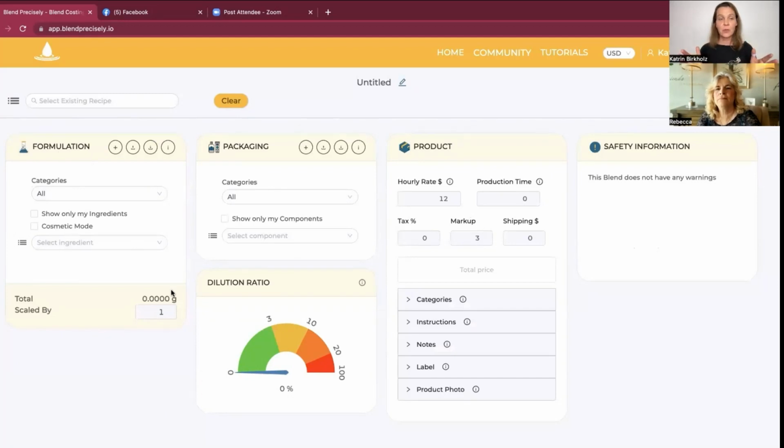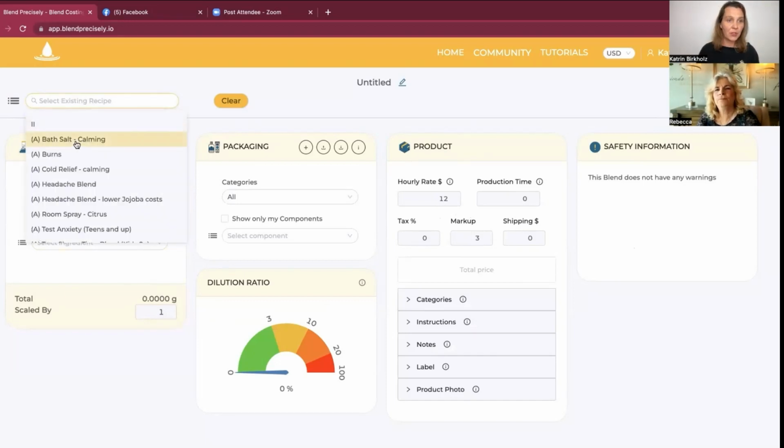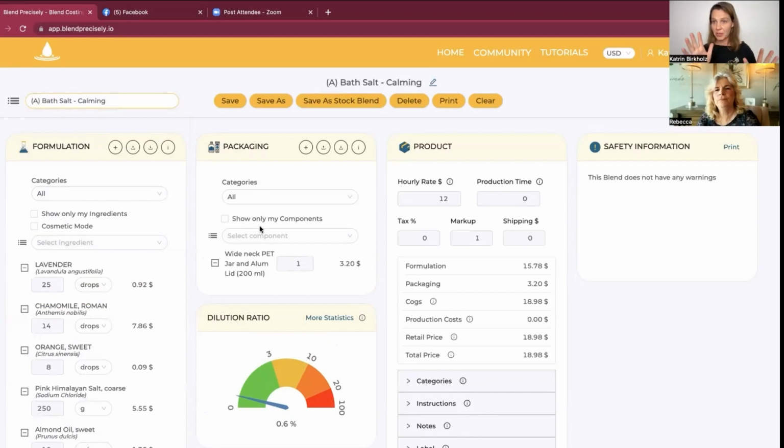So basically how we created this is you start out with your formulation of your product, then you add the packaging, and then you add your product costs, meaning your hourly rate, how high of a markup you want it to have, do you have sales tax, do you have shipping costs, and then you can go on with the remaining part. But we all start out with creating the formulation first. So if I just pull up one formulation, you can see how it would look once it's filled out, and then we can also create one.